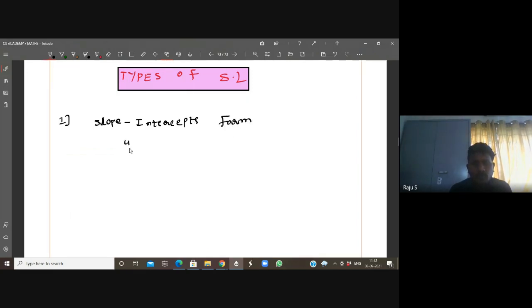The equation is y is equal to mx plus c. I'm going to explain individually. First I'll write all the types. Slope intercept form. Here m is called the slope.